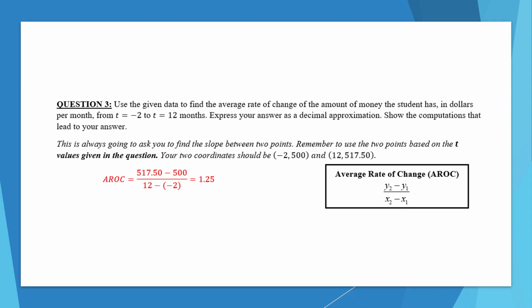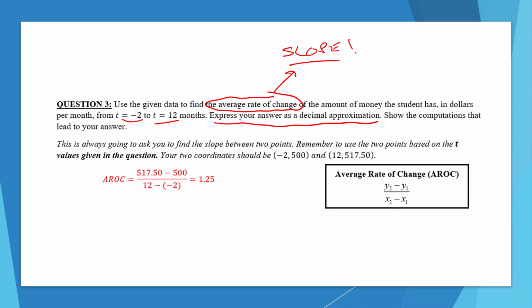All right, question number 3, this will always be the same. Use the given data to find the average rate of change, which is another word for slope, between 2 points, between t equals negative 2 and t equals 12. Here, there's two things to notice. We want a decimal approximation, and then show your work as well that leads to your answer. So it will always ask you to find the slope between 2 points.